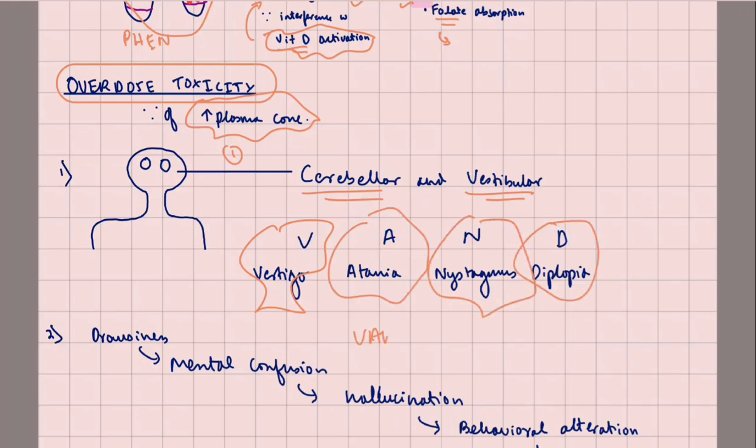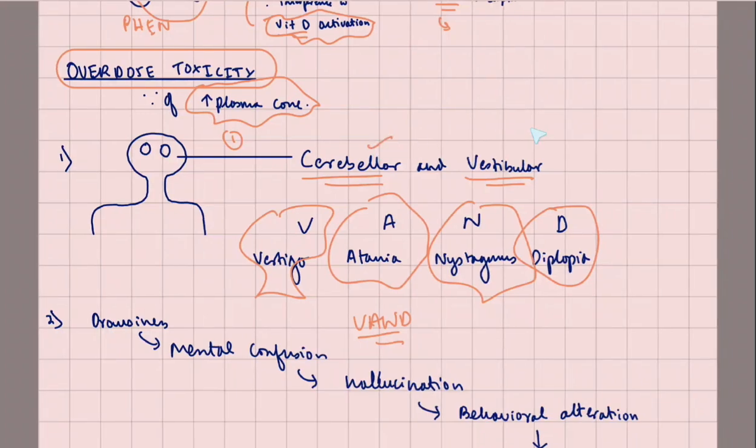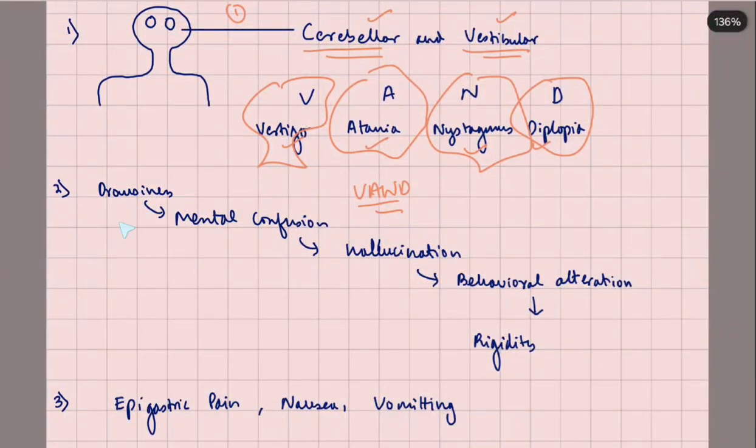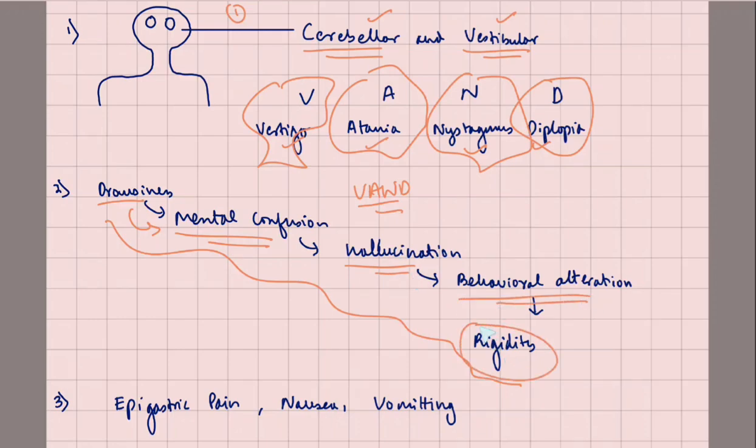I like to remember them as VAND. Cerebellar and vestibular manifestations, VAND: vertigo, ataxia, nystagmus, and diplopia. Then there's these manifestations, and I like to remember them in this sequence. First, we have drowsiness, and due to drowsiness, the patient is confused. There's mental confusion. Then we have hallucinations, we have behavioral alterations, and rigidity. If you remember them in this sequence, you'll find it easier. Drowsiness, mental confusion, hallucination, behavioral alteration, and rigidity.